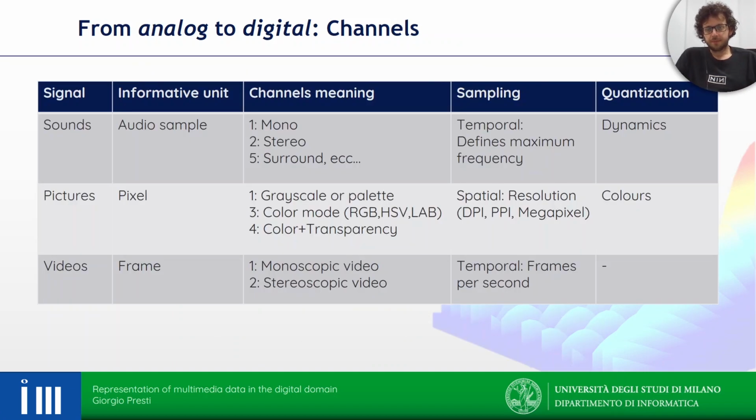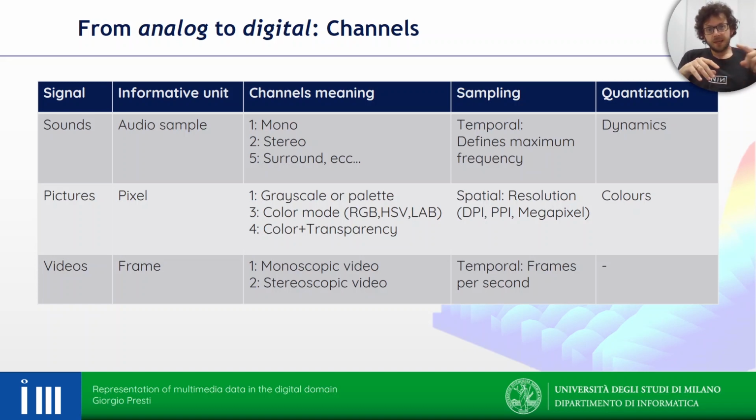Just as a recap, let's now see which are the typical parameters of the sampling and quantization for different kinds of signals. For sounds, the informative unit we sample, the number we store on the computer, is the pressure level of the sound, and it's called an audio sample. When we have 1 channel, we are talking about monophonic audio, so it's equal for both ears. When we have 2 channels, we have 2 signals stored, and it's called stereophonic audio. When we have more than 2 channels, we talk about surround audio, which is audio that can be perceived from all directions, which is very immersive.